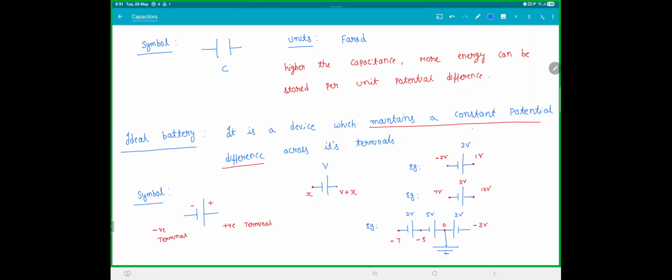Because the same thing you're going to use again in the next chapter, current, later on in AC circuits, everywhere, the idea is the same. So in entire electromagnetism, we have four elements. One is capacitor, battery, resistor, inductor. Inductor comes much later, but resistor, capacitor, and battery are the three things we play around a lot.